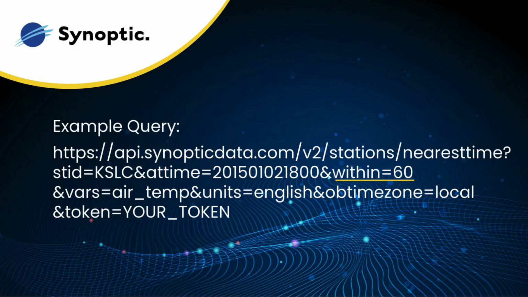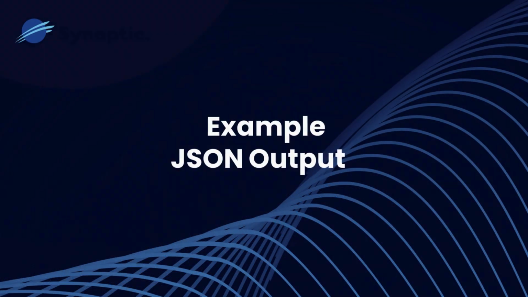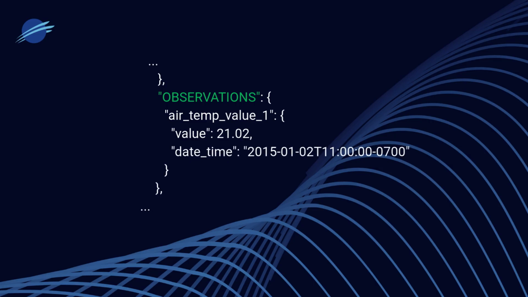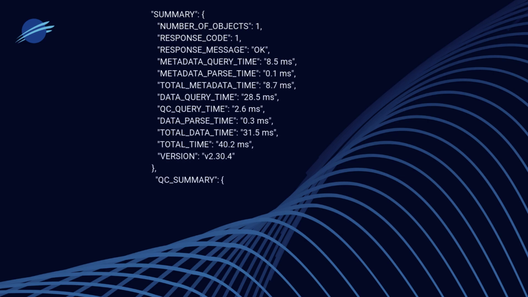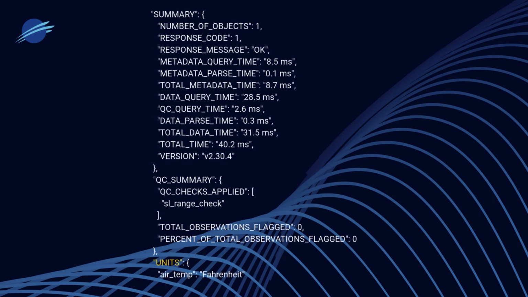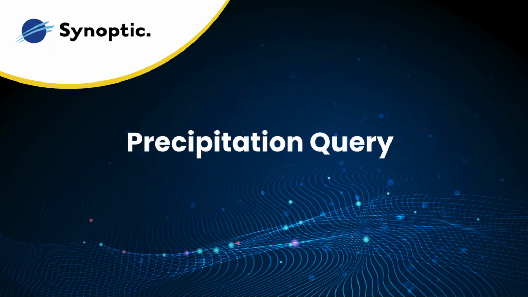This JSON output shows us the air temperature at KSLC closest to January 2nd, 2015, 1800 UTC, which is 21.02 degrees Fahrenheit at 11 a.m. local time. The JSON also provides metadata about the station, units of measurement, and quality control information. Nearest time requests are ideal when you need one precise observation instead of a series of data points.